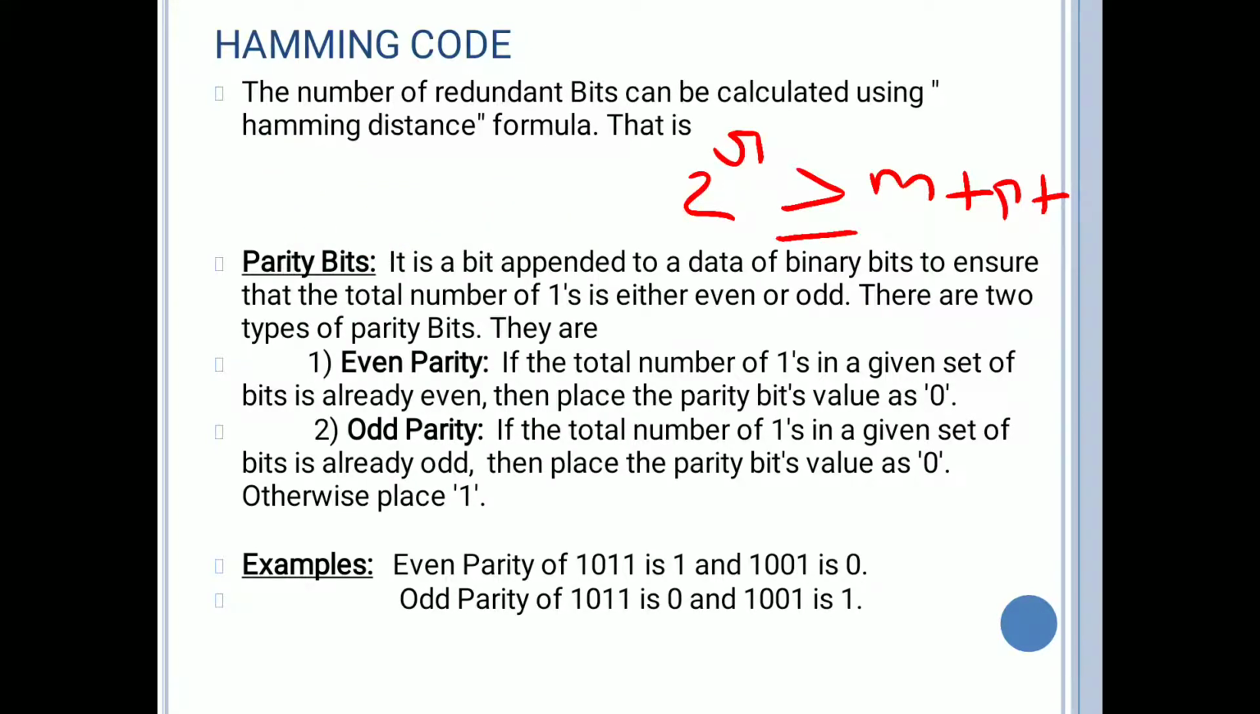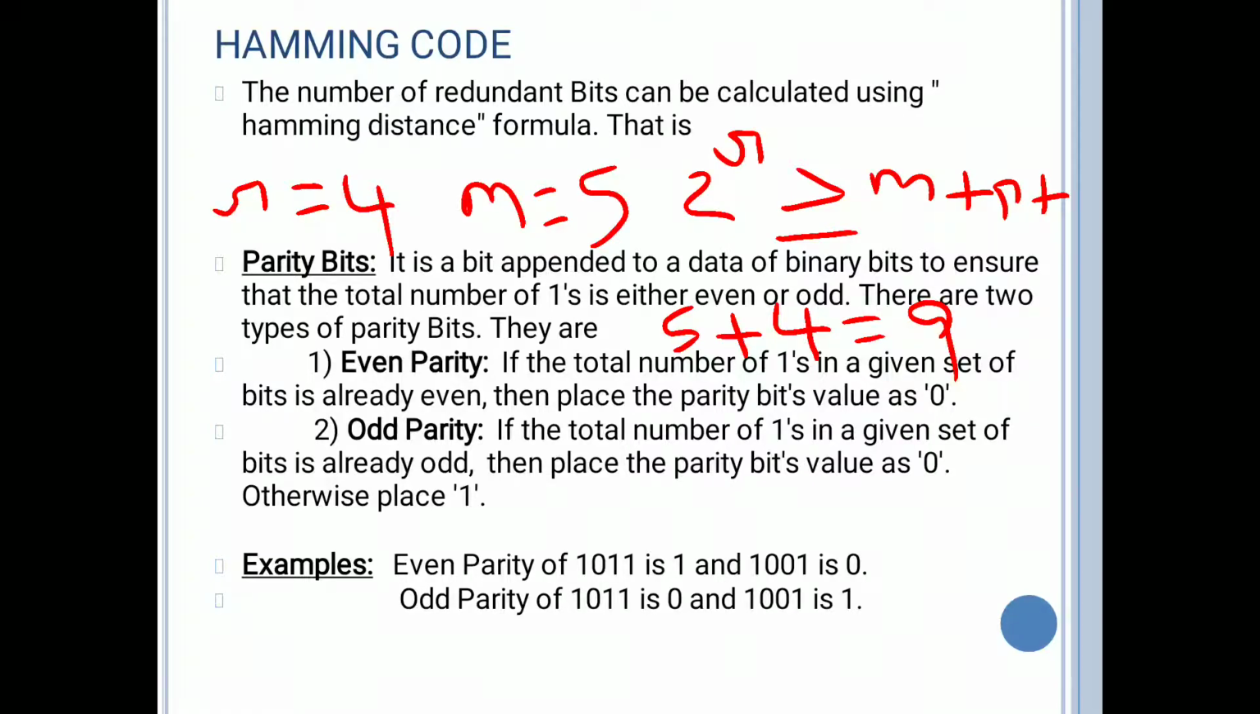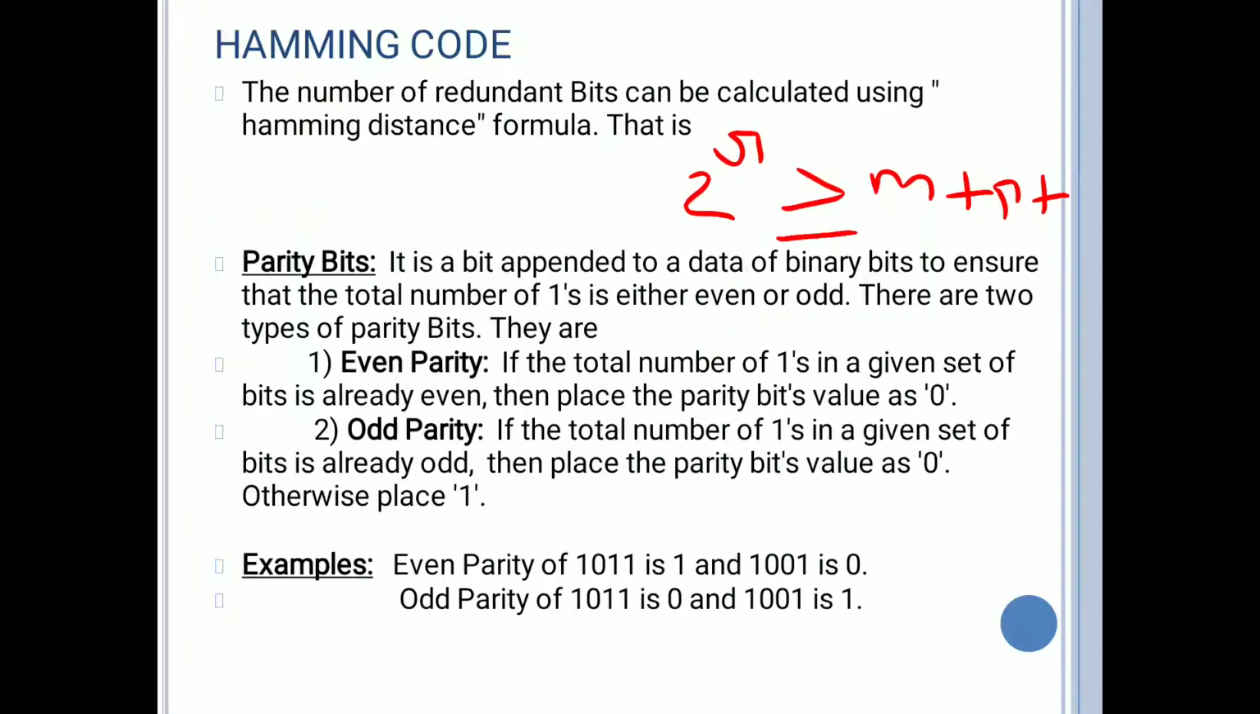So when r is equal to 4, the condition is satisfied. That means r is equal to 4 and m is equal to 5. So now we need to append these 4 bits to original data 5. So total Hamming code is now 5 plus 4, that is equal to 9. So in this way we will find how many redundant bits are added to the particular original data.